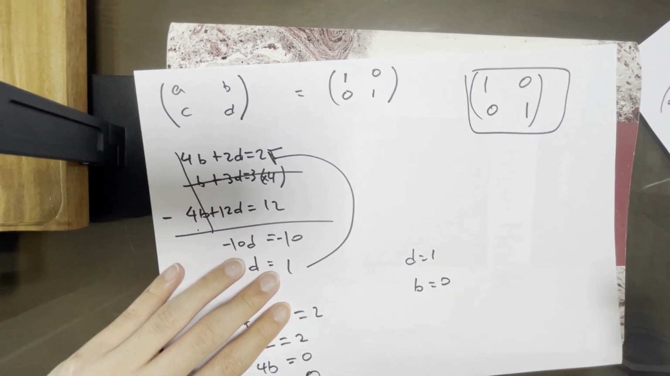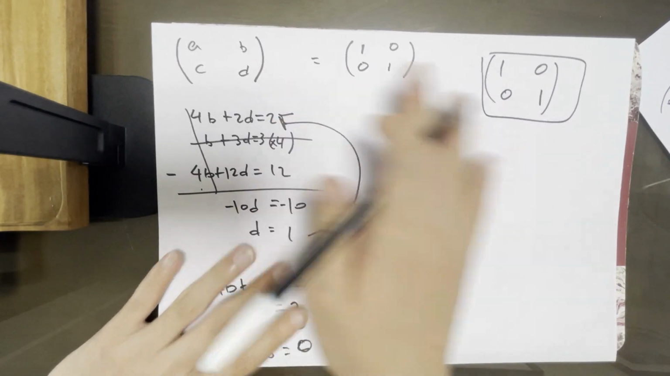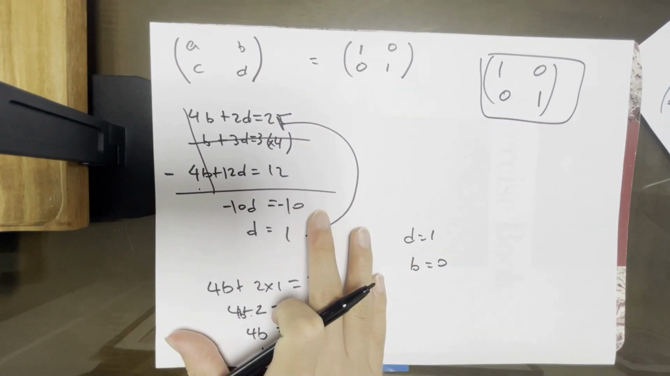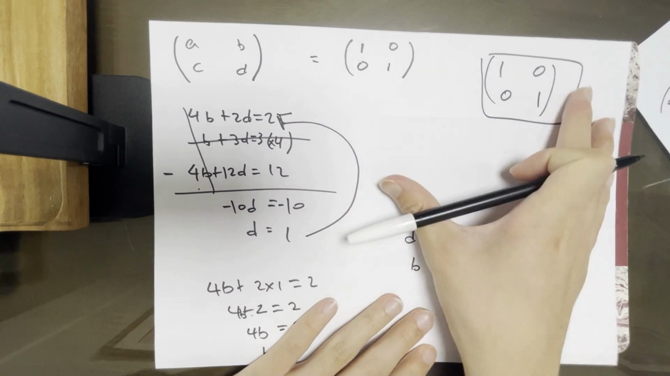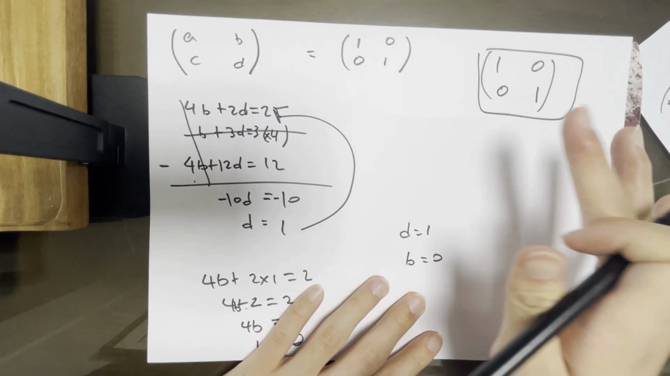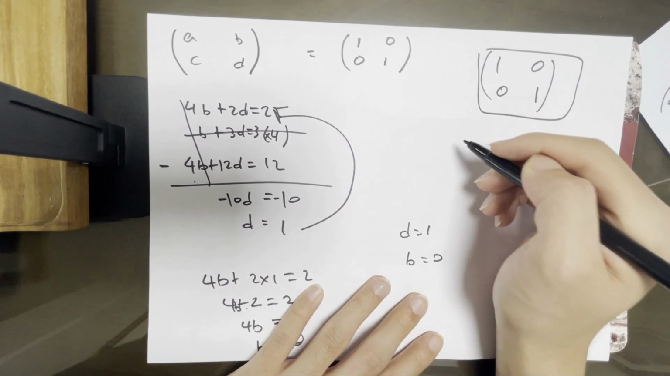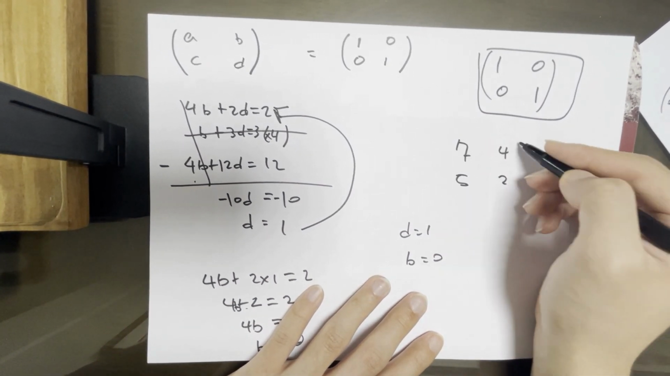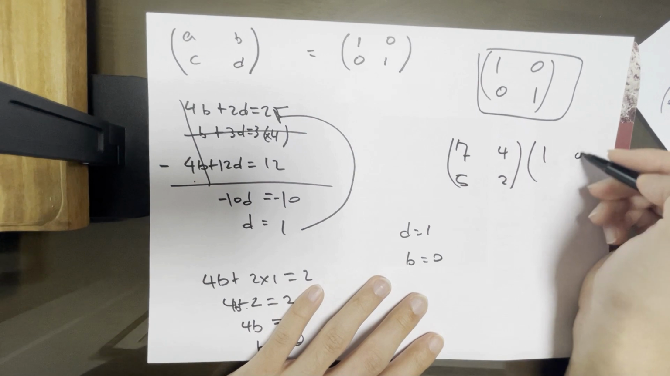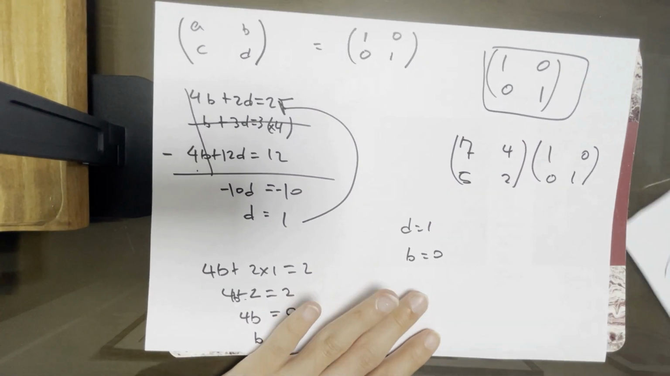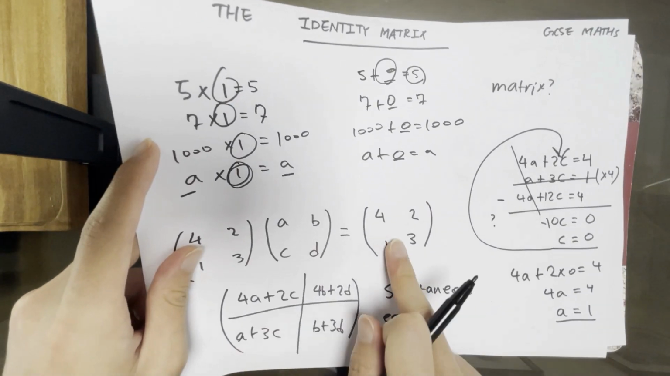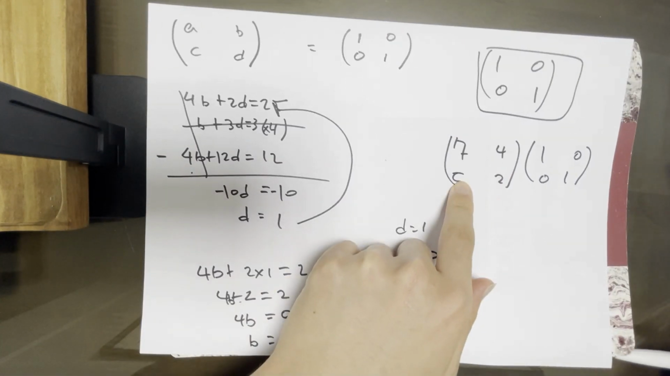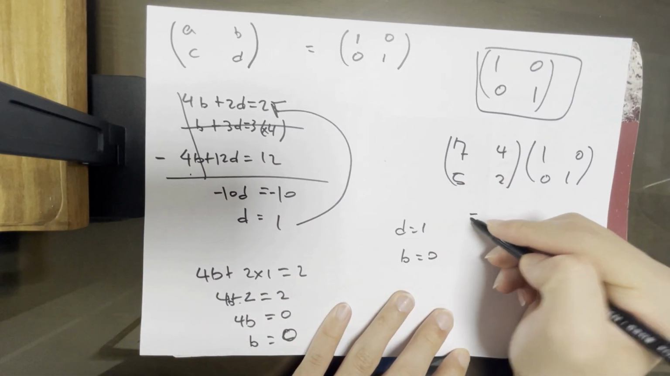Some of you might just want to memorize it, but I highly recommend at least keeping this method in mind just in case you ever forget it, because it's really easy. Let's just confirm this identity matrix works, right? So let's get a random matrix, 7, 4, 5, 2, multiplied by 1, 0, 0, 1. Notice how this is different to the one that we started with, 4, 2, 1, 3. Totally different matrix. Let's see if it gives us the same matrix answer.